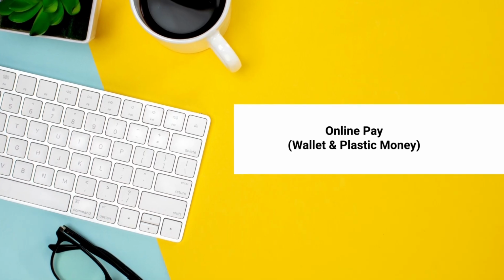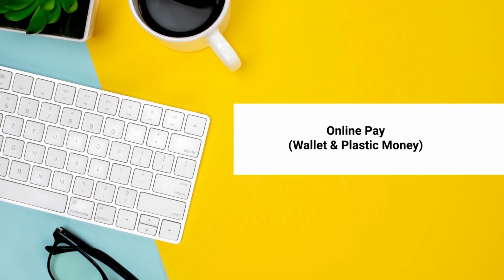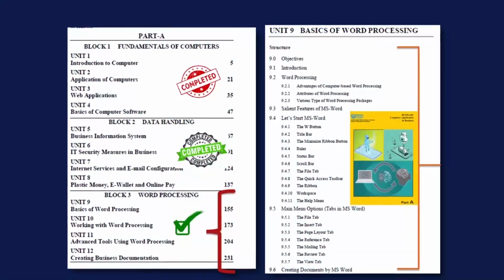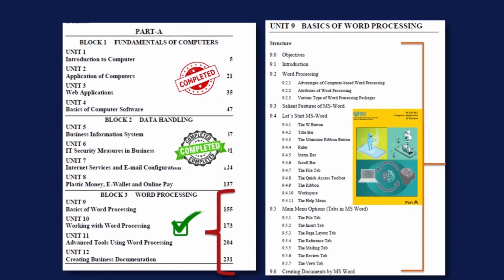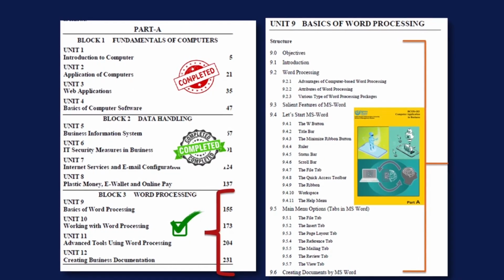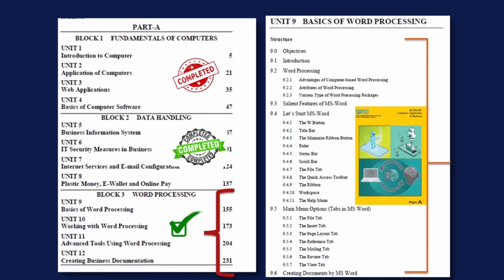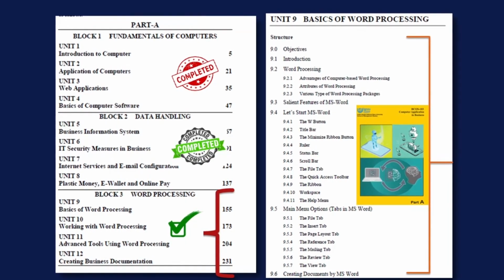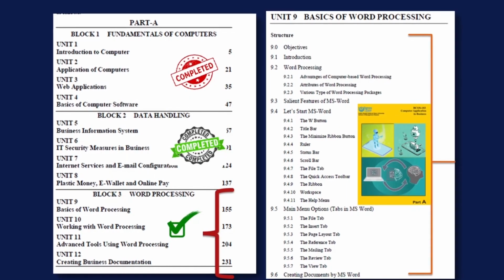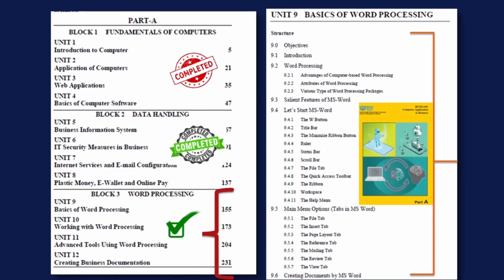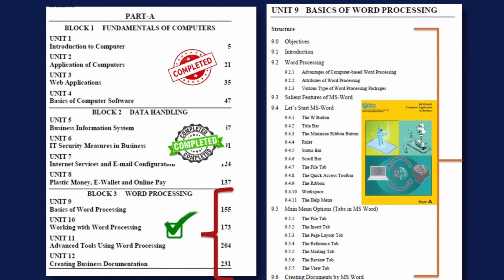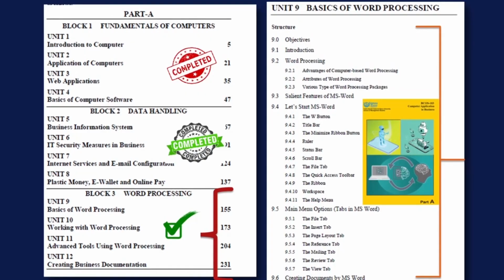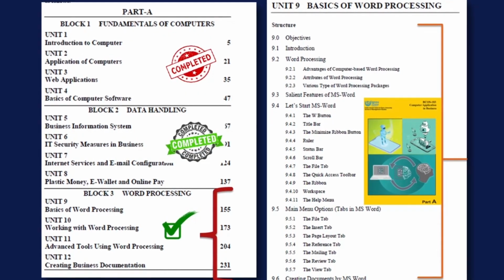So the lectures so far revolve around block 1 and block 2. Block 1 has 4 chapters and block 2 has 4 chapters, chapters 5, 6, 7 and 8. The first block gives you a glimpse of the basics of computers and software, and the other block talks about how security is applied, what the internet services are, what emails are, and what the tools or payment trends are, which are changing with the change of time.